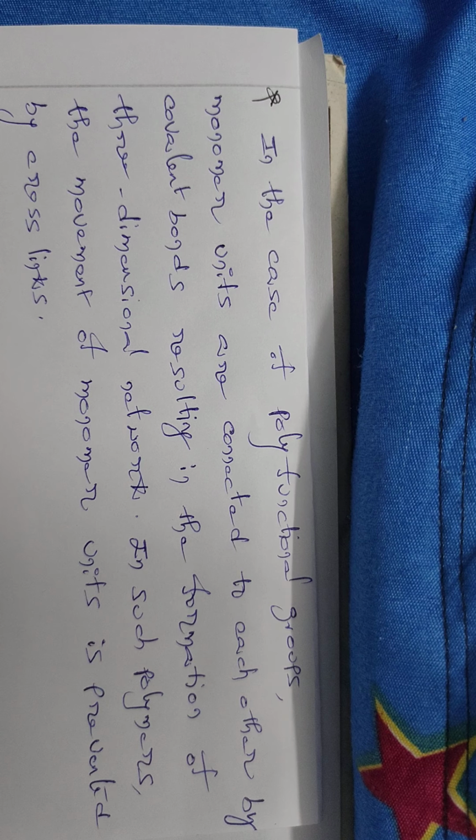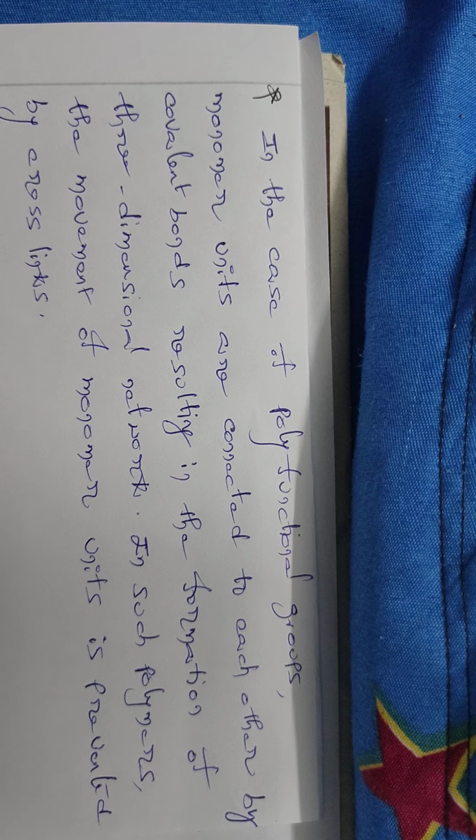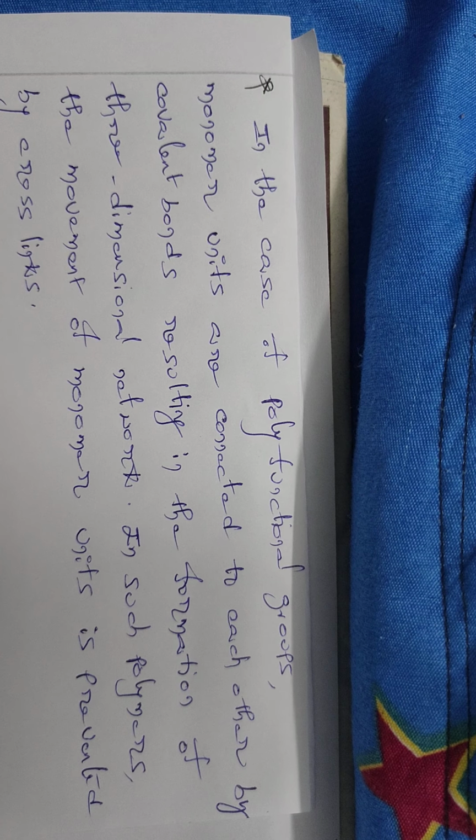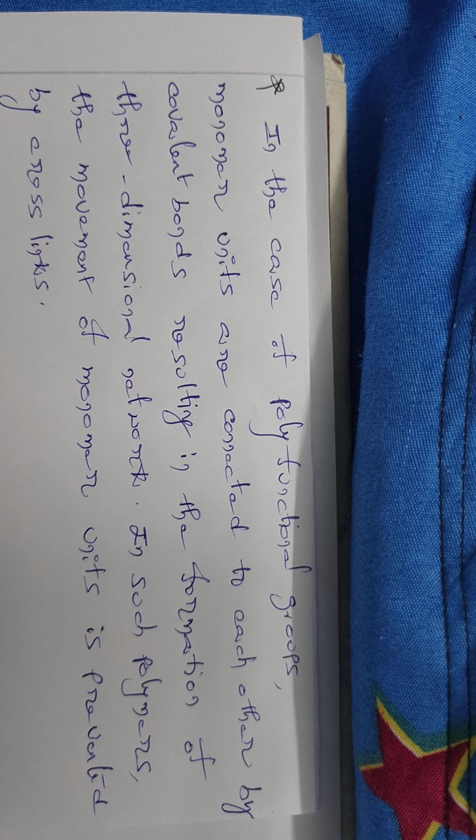Then what about cross-linked polymer? Cross-linked polymer is formed by the combination of polyfunctional monomers. If a monomer has polyfunctionality, that means the monomer contains several active bonding sites, then on combination of such monomers, a cross-linked polymer is formed. In the case of polyfunctional groups, monomer units are connected to each other by covalent bonds, resulting in the formation of a three-dimensional network. In such polymers, the movement of monomer units is prevented by cross-links.